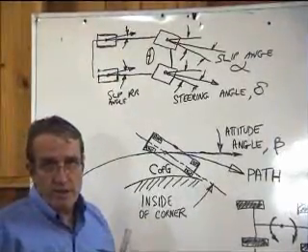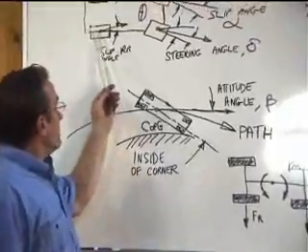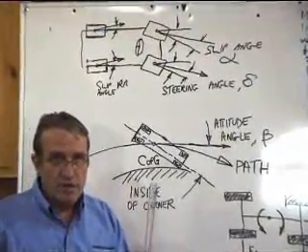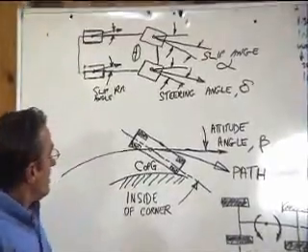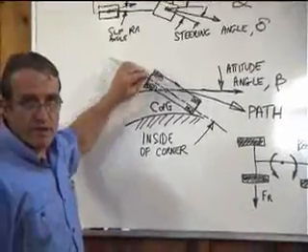Now, the tyres have to have a slip angle for the car to turn. So what we can see happening here is that the rear of the car will slide outwards. That's where the attitude angle comes from. It comes from the slip angle in the tyres.